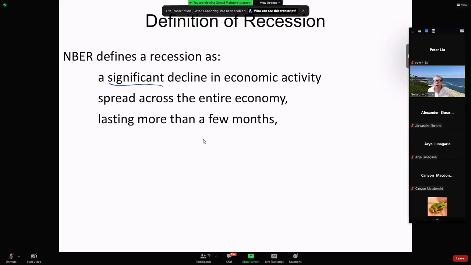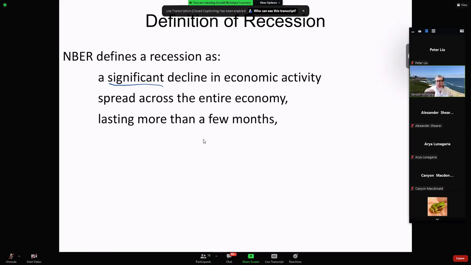Third, it has to last for more than a few months. It can't be a little blip and a recovery. That's why many economists think the COVID downturn is so peculiar, and that it probably shouldn't be classified as a recession: it didn't come from the usual economic reasons. It came from a government lockdown, and the turnaround was so rapid that it didn't really last for more than a few months.